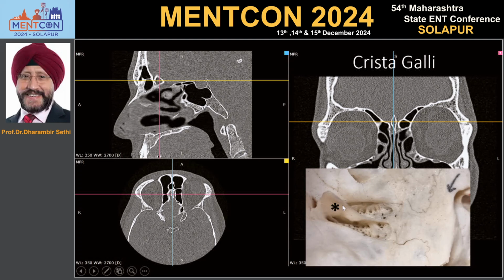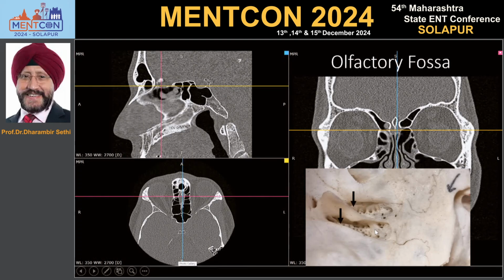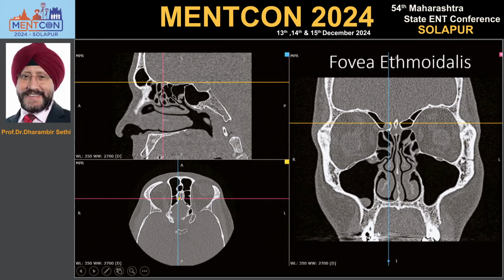crest, and it's a triangular piece of bone where the falx cerebri is attached and continues above as the superior sagittal sinus. The relationship between the crista galli and the frontal bone is that there is a foramen cecum between them. Okay, this is the olfactory fossa, we spoke about it a little bit, and this is the fovea ethmoidalis.